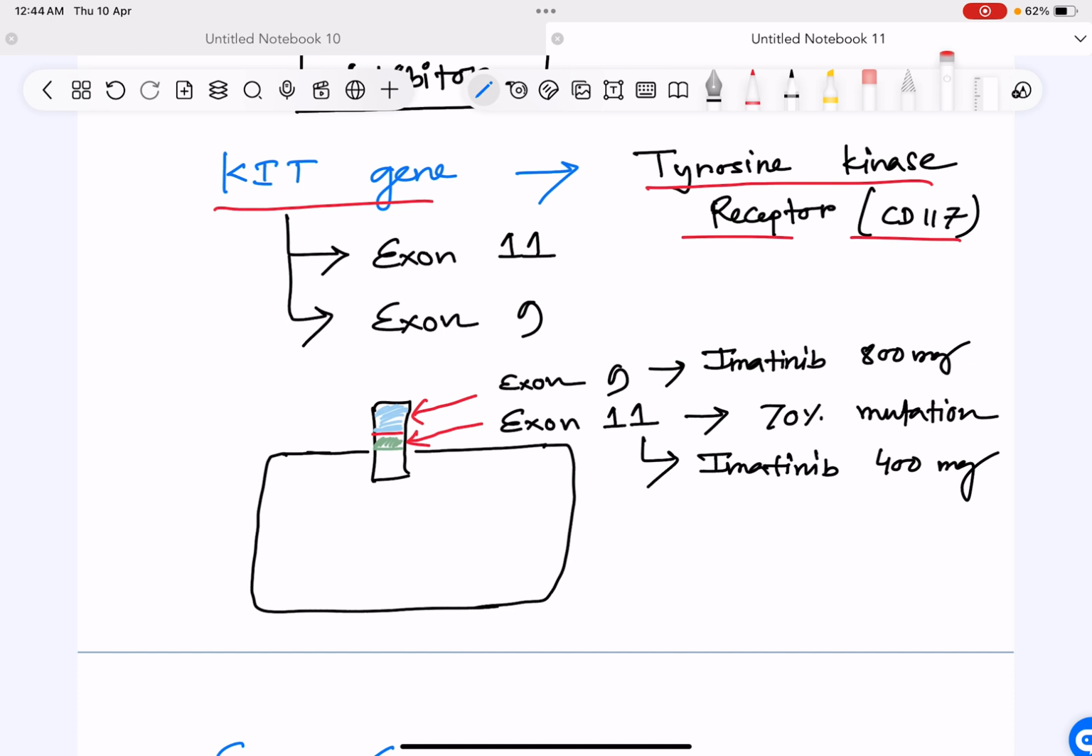See, always the preferred treatment is the tumor resection. If resection is not possible, then we give drugs like tyrosine kinase inhibitors. And if you are giving tyrosine kinase inhibitors, the first choice is imatinib, which is given 400 mg OD, once daily. But this is effective when it is an exon 11 mutation, KIT gene. So KIT exon 11 mutation is the transmembrane part, and exon 9 is the extra membrane part, where you have to give imatinib 800 mg. So here you give imatinib 400 mg, here you give imatinib 800 mg.